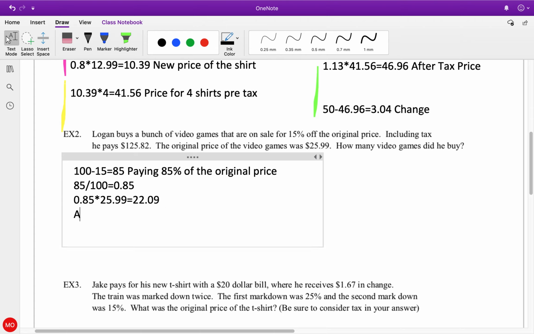Right? Now we have to add the tax. Now we know that tax is 1.13. We did that right above there. That should be pretty standard once you think about it. We're going to times it by the new price. So there is our new price.